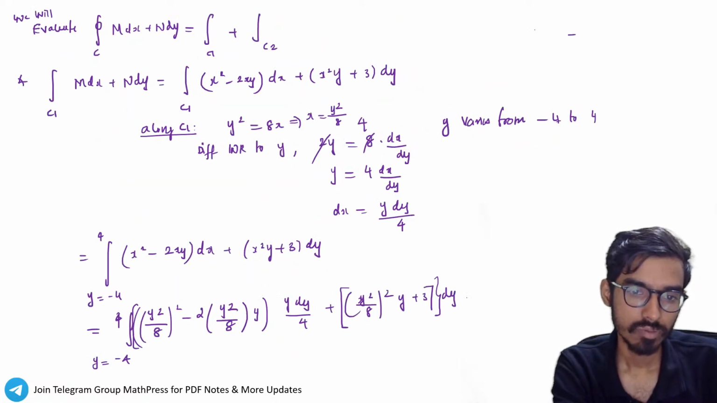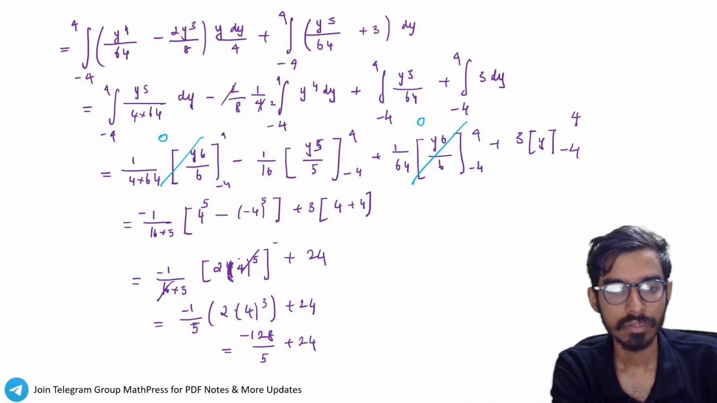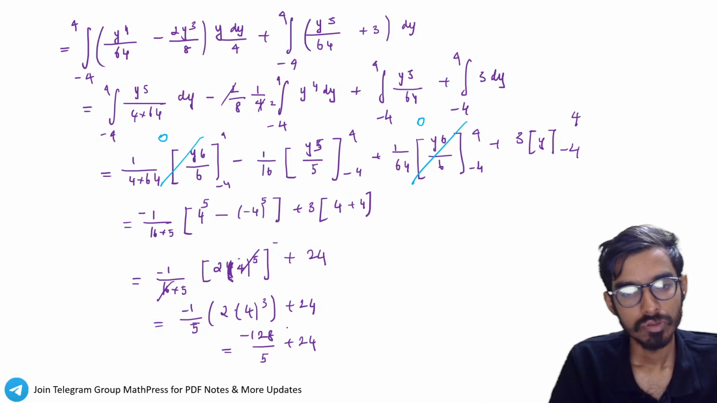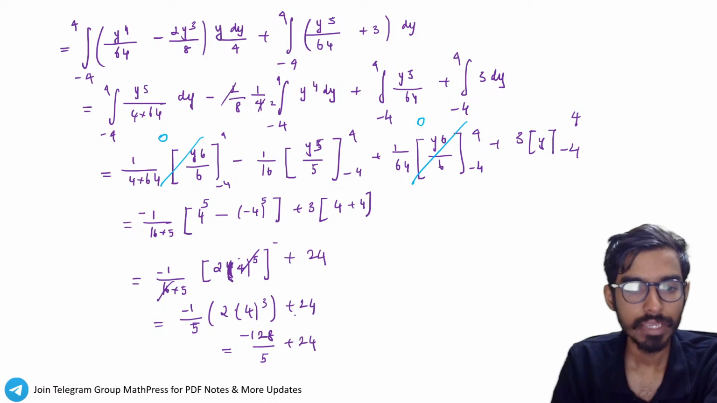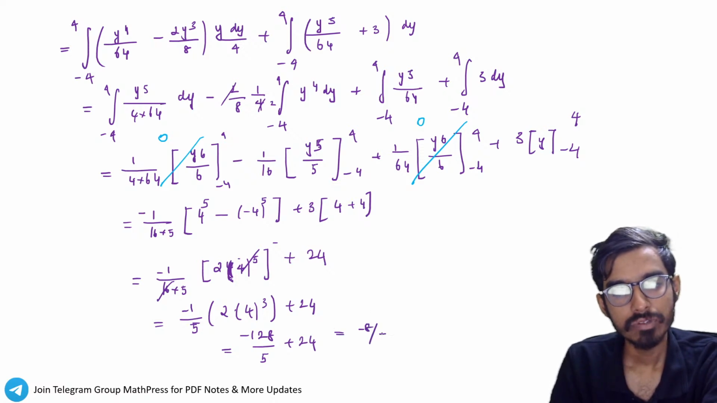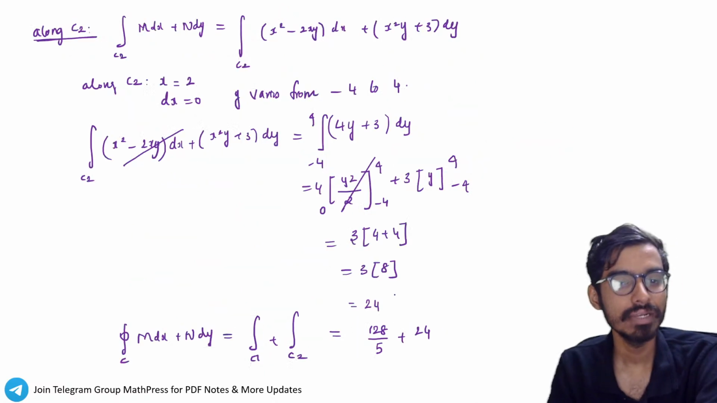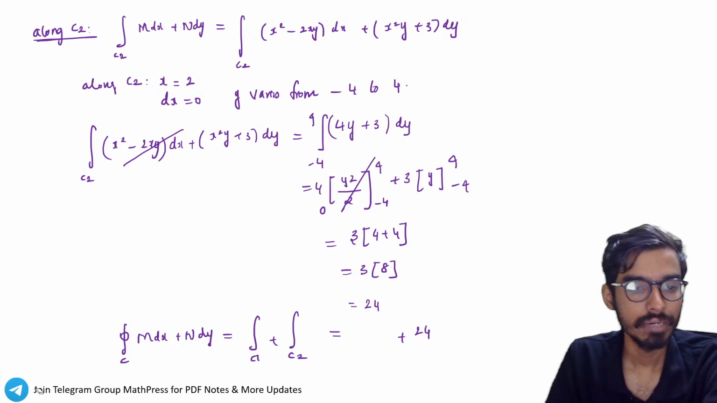Square minus. Yes, right? Okay. So this is the area. Yes, minus 8 by 5. So this will be minus 8 by 5. Since it is area, we'll take the modulus of it, right? So this will be plus 8 by 5. Okay, so since it is area, we take the modulus of it. So you will have 8 by 5 plus 24, right?